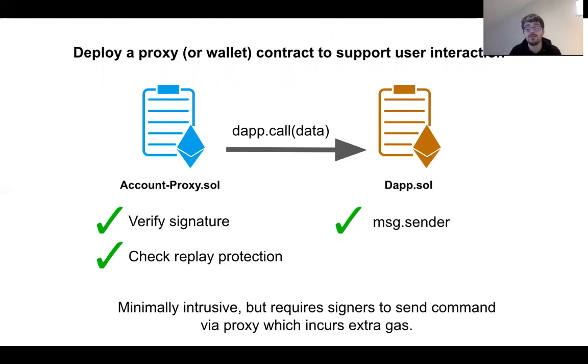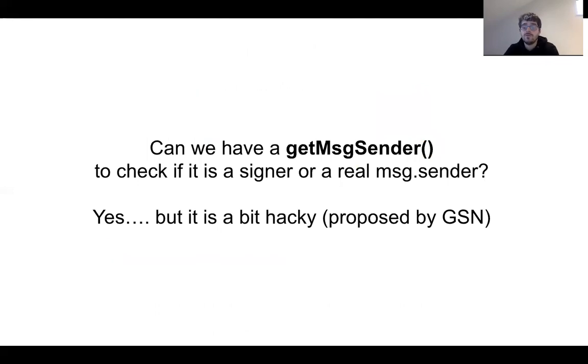The issue is that it does incur a little bit extra gas, because now you have this account proxy, it has to do a call, and there's some overhead for doing that. I mean, it's still very small, but maybe let's say it would be about 30K gas, because you have to store the replay protection, but it's not that much. So one question would be, well, what if we could have a getMessageSender function? So in the DApp it could say return msg.sender or grab the signer's address. So could we have both inside the contract?